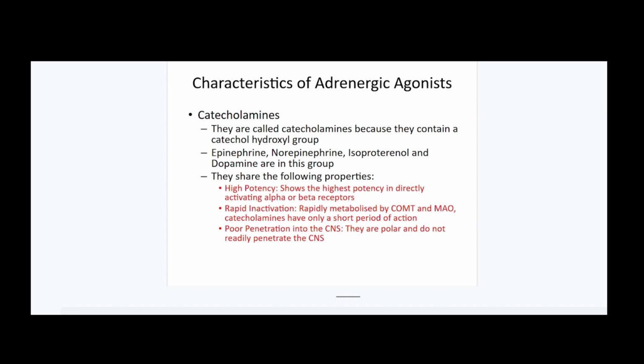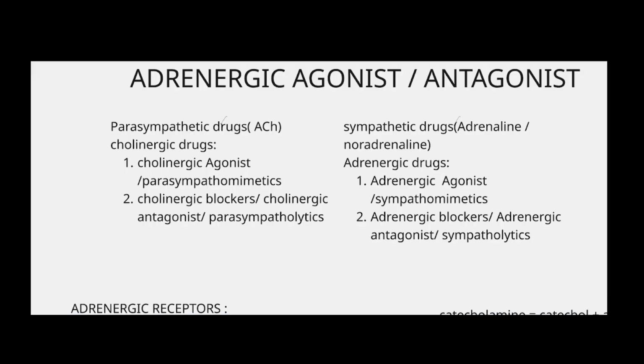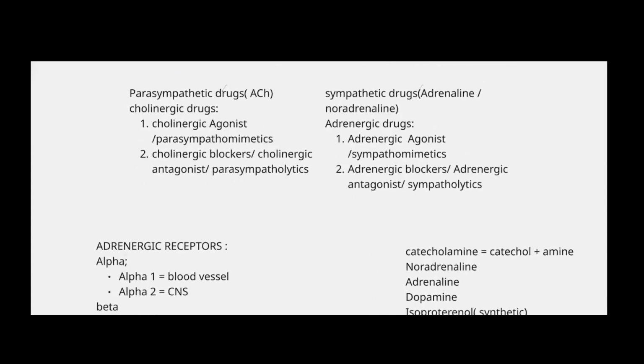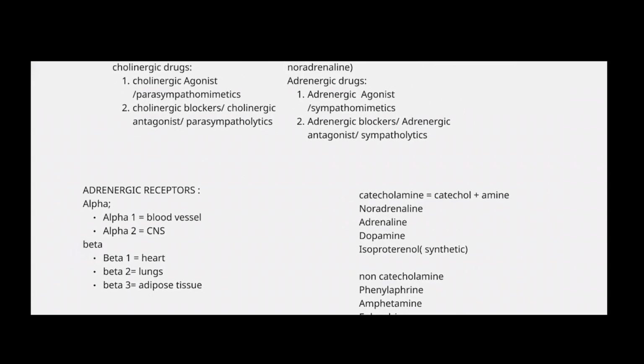I explained the last time, as you can see from this whiteboard, that catecholamine is catechol plus amine. They include noradrenaline, adrenaline, dopamine, and isoproterenol, which is synthetically made. And I already explained that alpha receptor, alpha 1 is in blood vessels, alpha 2 majorly in the CNS, beta 1 in the heart, beta 2 in the lungs, beta 3 in adipose tissue. And I spoke about the non-catecholamines, which are phenylephrine, amphetamine, and ephedrine.